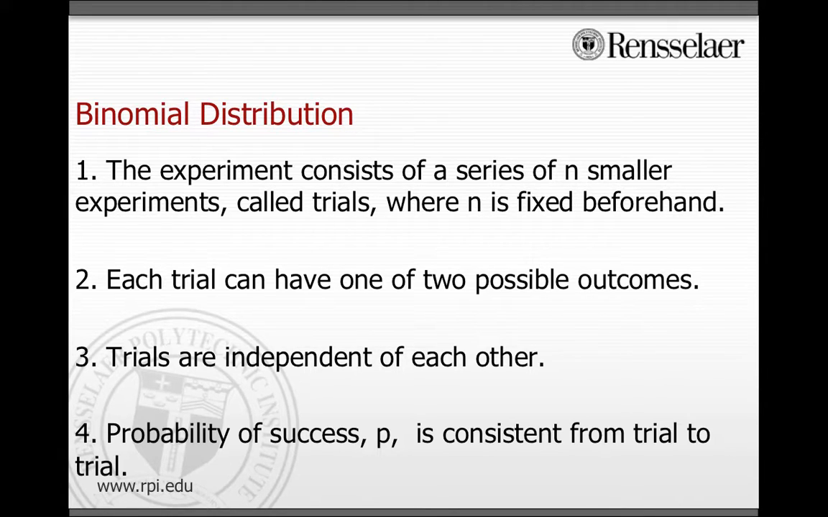Third, the trials are independent of each other. This means that the outcome of one does not have an effect on the outcome of the next trial. And fourth, the probability of success, P, is consistent from trial to trial. And this probability, as you can see, is denoted by a lowercase p. If an experiment satisfies these four things, it can be analyzed as a binomial experiment.